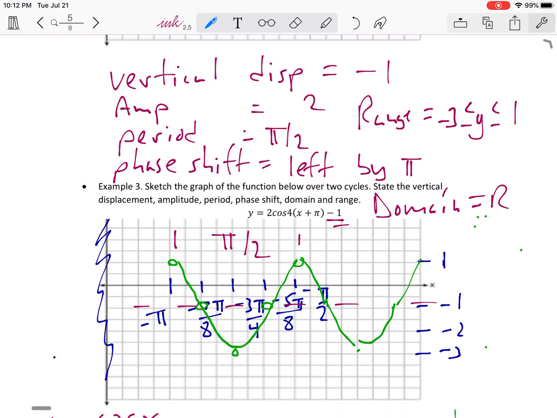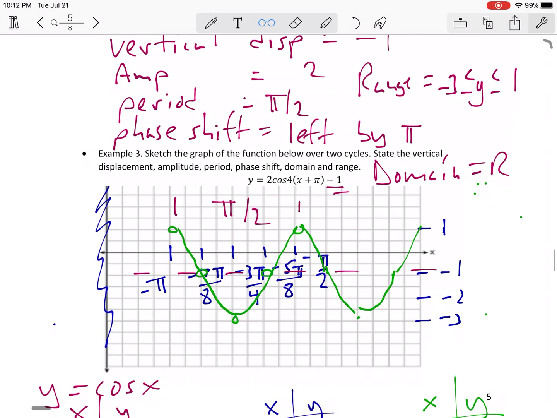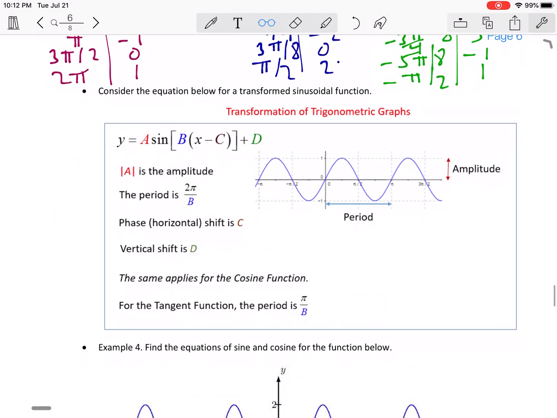Okay, so what we just looked at in this example can be summarized with this equation, and this sort of resembles what we looked at with the regular functions, but it is a little bit different here. So there's your framework of the equation. A is your amplitude. Period, notice here, is given by 2 pi divided by b. That's for both sine and cosine. Horizontal shift is going to be c, and the vertical shift is going to be d. Okay, so again, the same is true for a cosine function.